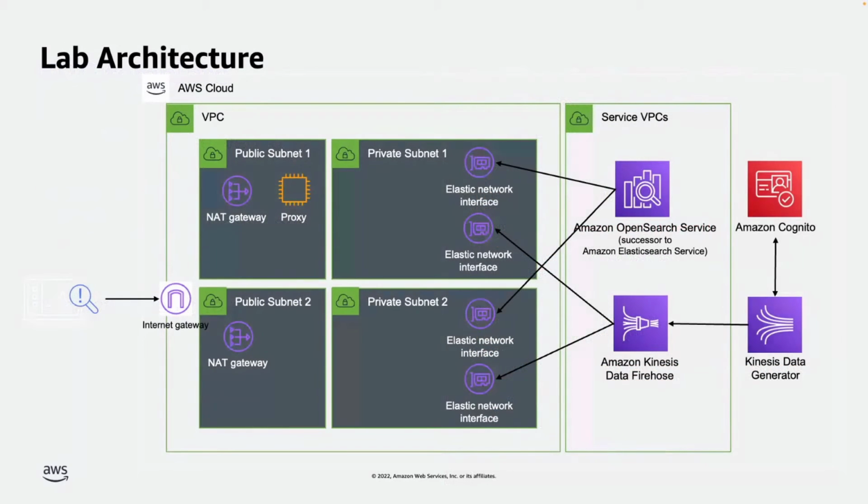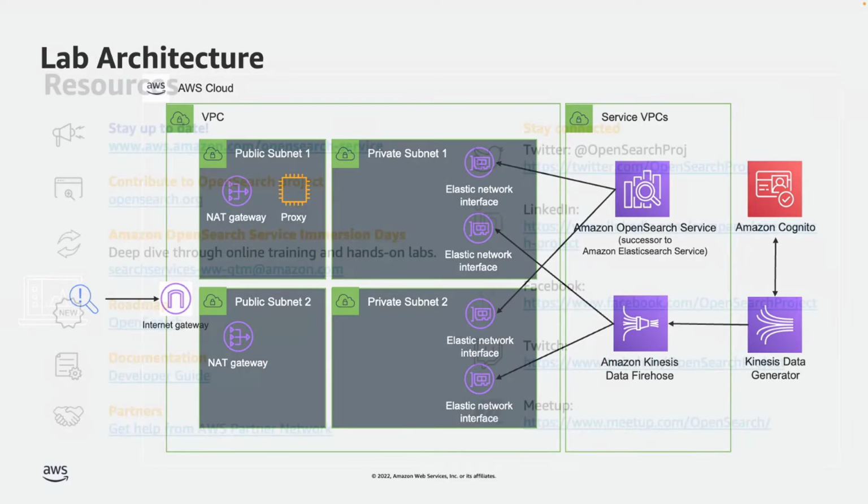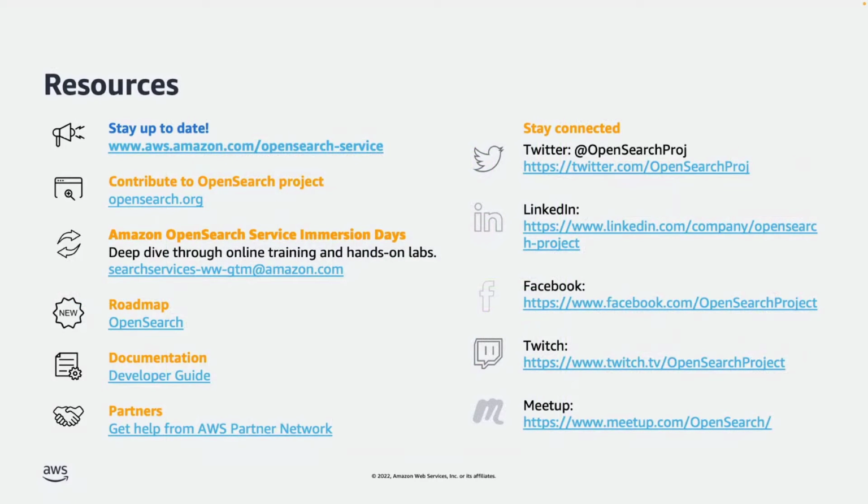And for the lab architecture, if you are doing it in your own account, it comes with a CloudFormation template. When you deploy the CloudFormation template, it comes with this architecture where you will have a VPC with 2 public subnets and 2 private subnets. Kinesis Data Generator comes with that, but we are going to create Kinesis Data Firehose as well as Amazon OpenSearch Service. These are the resources to get started. So now I'll go back to the management console.